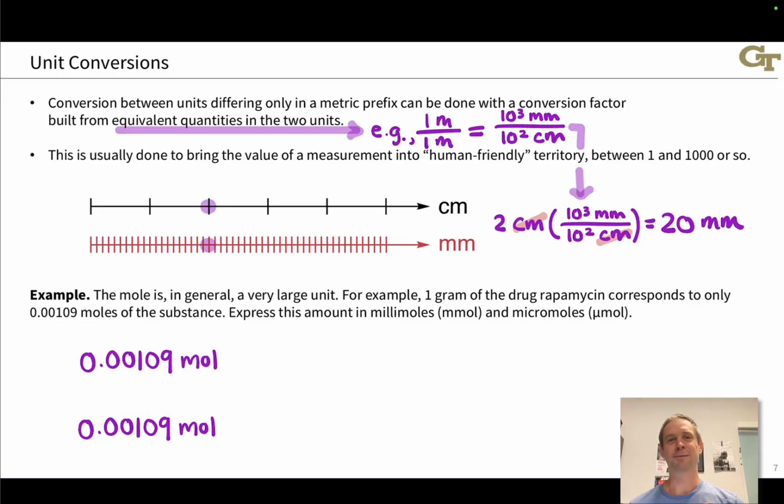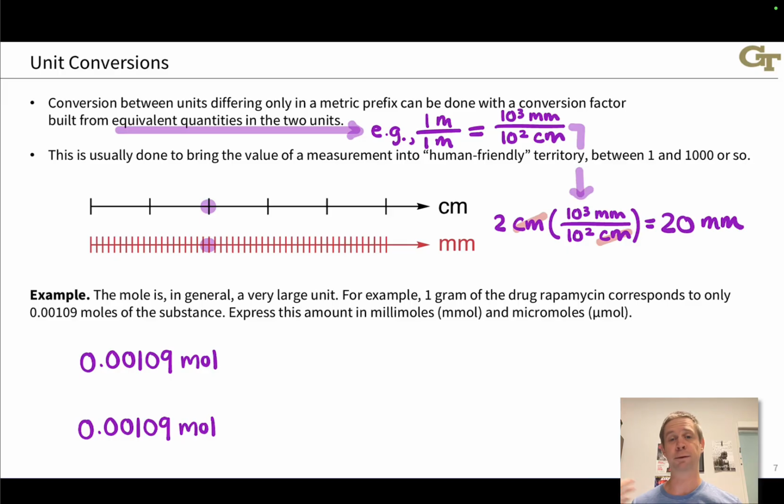The mole, which we'll talk about later in the course, is a very large counting unit. For example, 1 gram of the drug rapamycin corresponds to only 0.00109 moles of the substance. Very tiny value, right? And so we want to express this amount in units that have a tiny increment, like millimoles and micromoles. And notice this is just a change in metric prefix. We go from no prefix to either the milli or the micro prefix. So we can use our knowledge of metric prefixes to set up conversion factors here, asking questions like, how many millimoles are there in 1 mole?